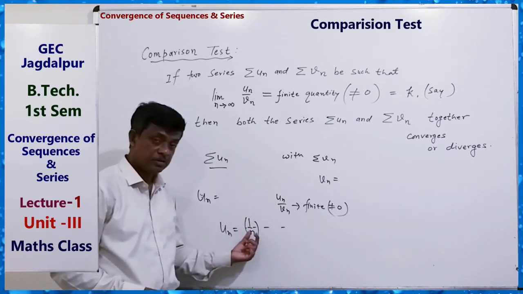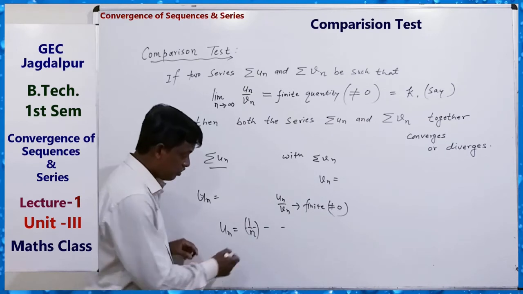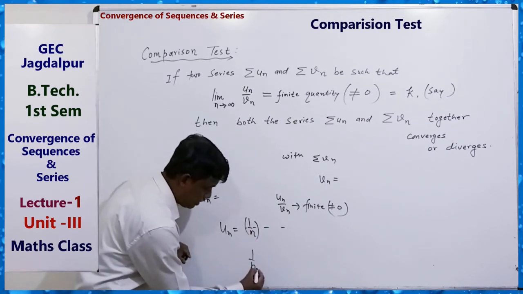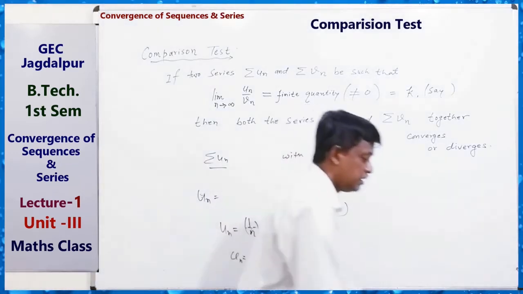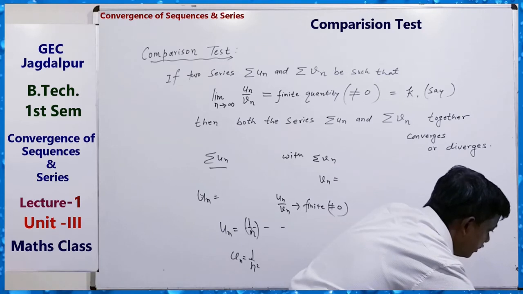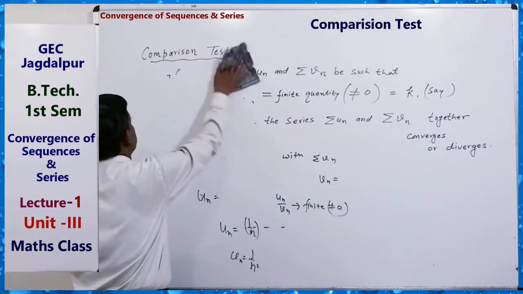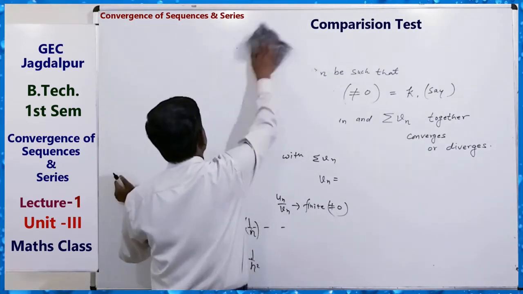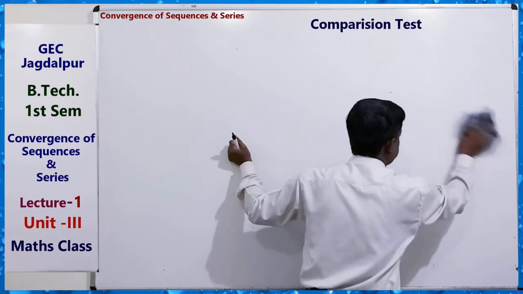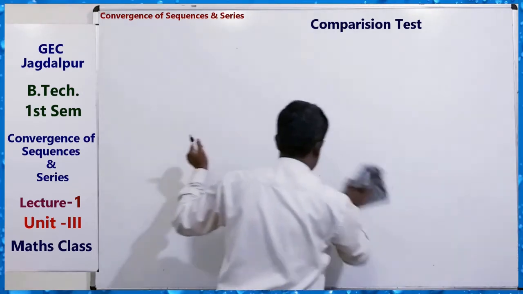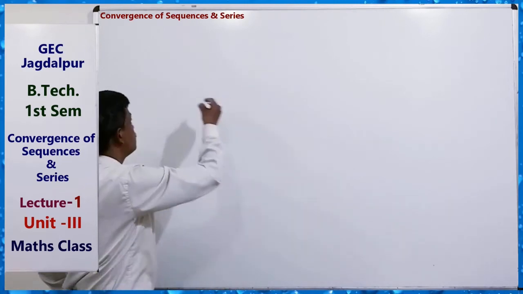If un can be expanded as an infinite series in powers of 1 by n, then the least power of 1 by n can be taken as Vn. Okay, so take a question here. Here we are given this: test the convergence of the following series. Just we will use the comparison test for this. This is a question solution.